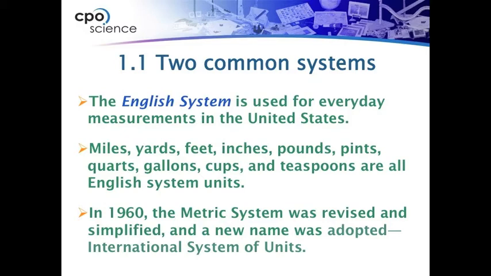Now that last bullet point on this slide, you don't have to write that down. That's just a little cool trivia fact, but I'm not going to hold you responsible for that. So you only have to write down the first two bullet points on this slide. So the English system, used almost predominantly in the United States, almost exclusively in the United States, is what we are familiar with. But what about the rest of the world?